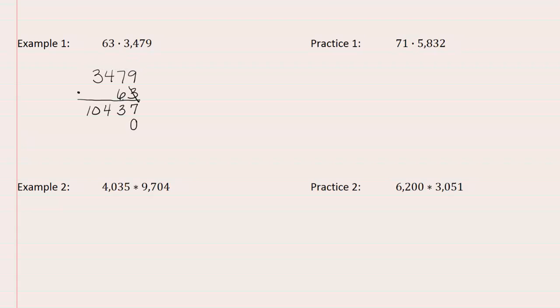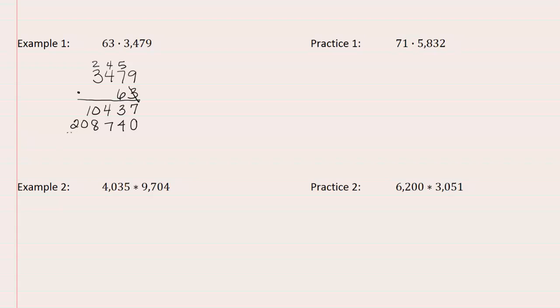Okay, so now let's do 6 times 9. 6 times 9 is 54. So 4, carry the 5. 6 times 7, 42. 42 plus the 5 is 47. 6 times 4, 24. 24 plus the 4 is 28. Carry the 2. 6 times 3, 18. 18 plus the 2 is 20.